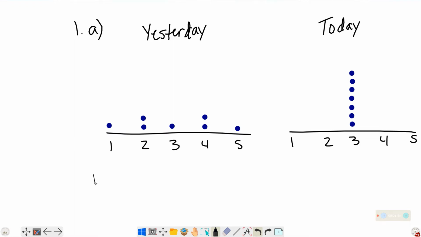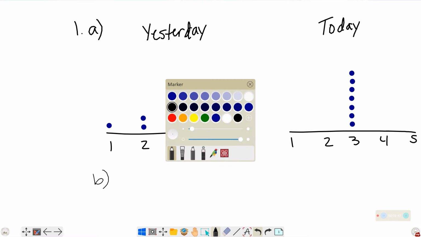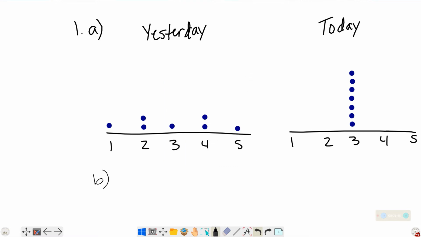Now for B, it says, for each distribution, find the mean number of pockets worn by the 7 students and show the mean on the dot plot using a balancing triangle symbol. Well, this one, the mean is going to be 3, because if you add up those 3's and divide by 7, you're going to get back to the thing you started with.